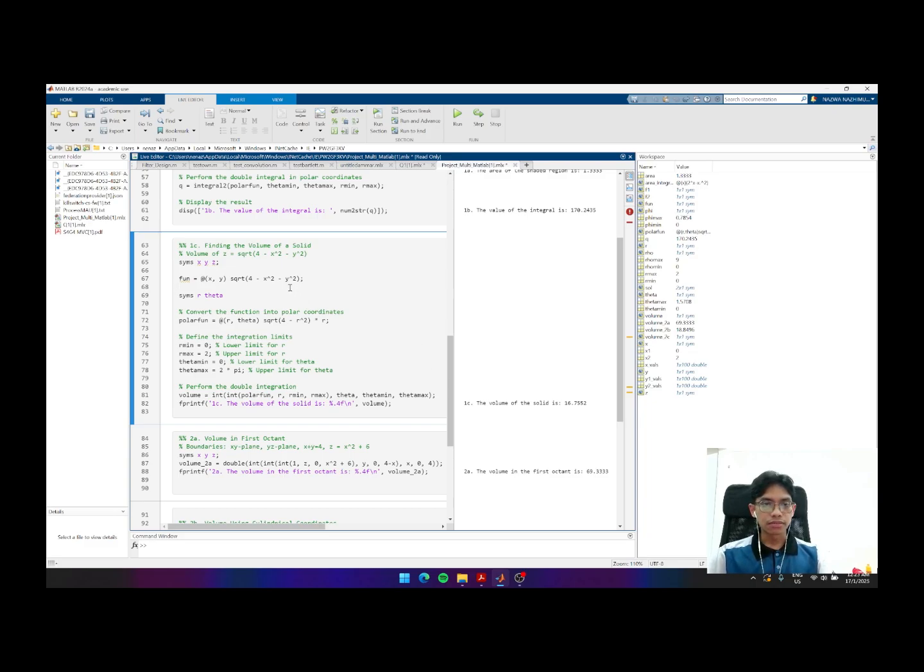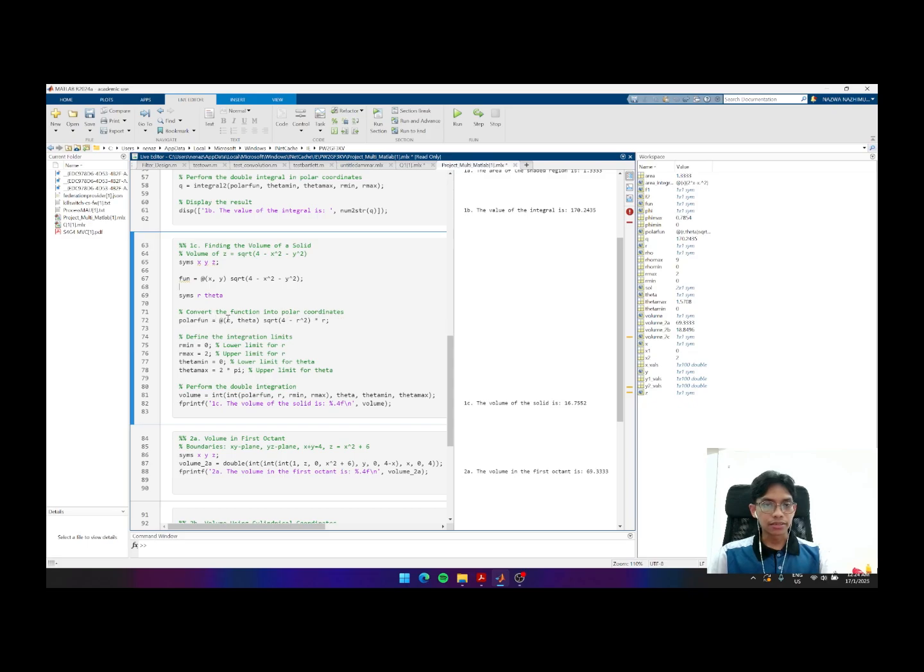For this question, we need to find the volume of the solid, which is the solid of z equal to square root of 4 minus x squared minus y squared. First, we will declare the function equal to the equation of the question, which is square root of 4 minus x squared minus y squared. And then we'll change from Cartesian coordinates into polar coordinates because the shape given is a circle.